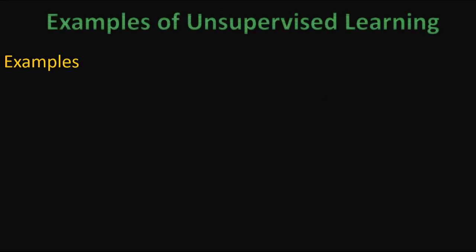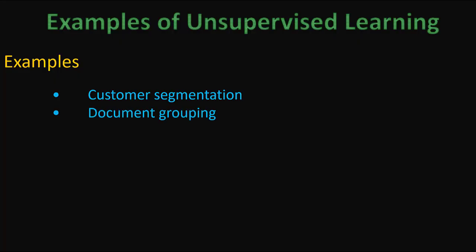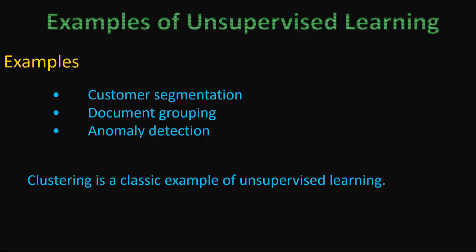Examples of unsupervised learning are customer segmentation, document grouping, and anomaly detection. These are simple examples of unsupervised learning. Clustering is a classical example of unsupervised learning.